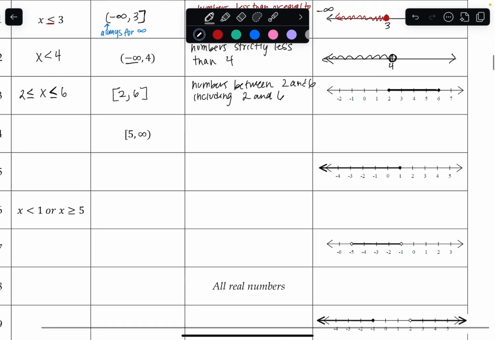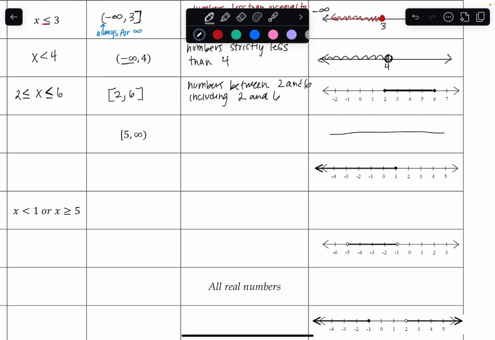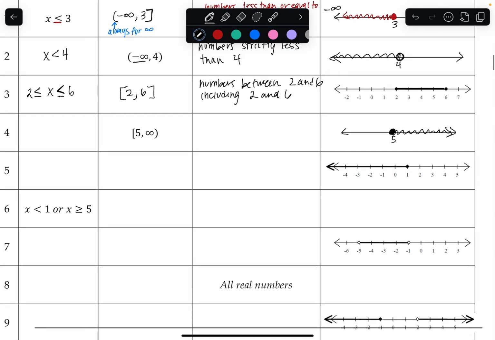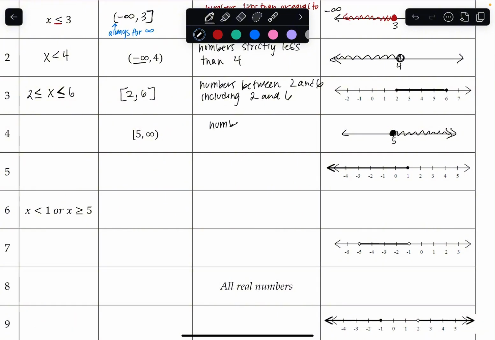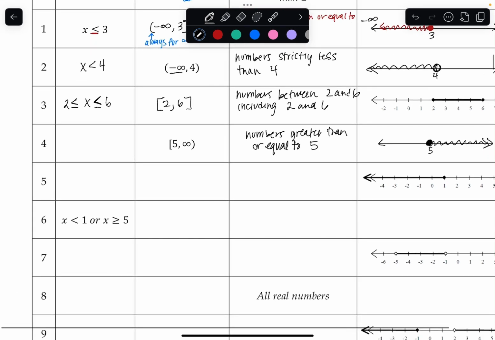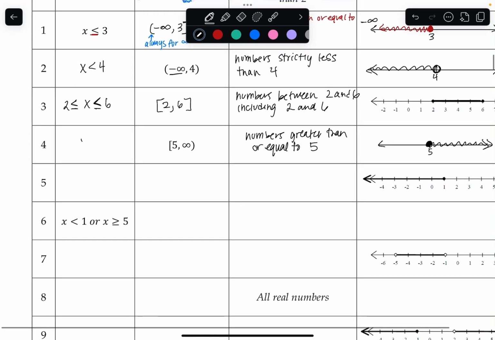Okay, here it says 5 to infinity. So on my number line, I'm going to put 5 right in the middle. It's a bracket, so I'm doing a closed circle, and it's going to positive infinity, so I'm shading to the right. And so that's numbers greater than or equal to 5, because it's closed. And so here, since it's a one-sided inequality, we still just write x, and then we write the 5, and it's greater than or equal to.